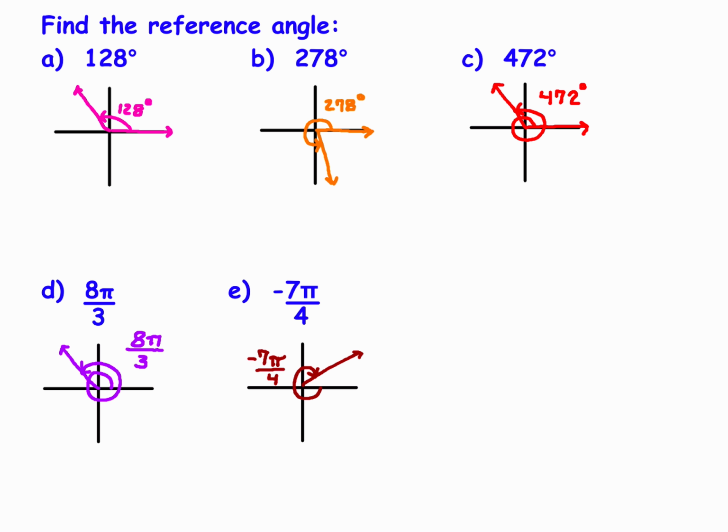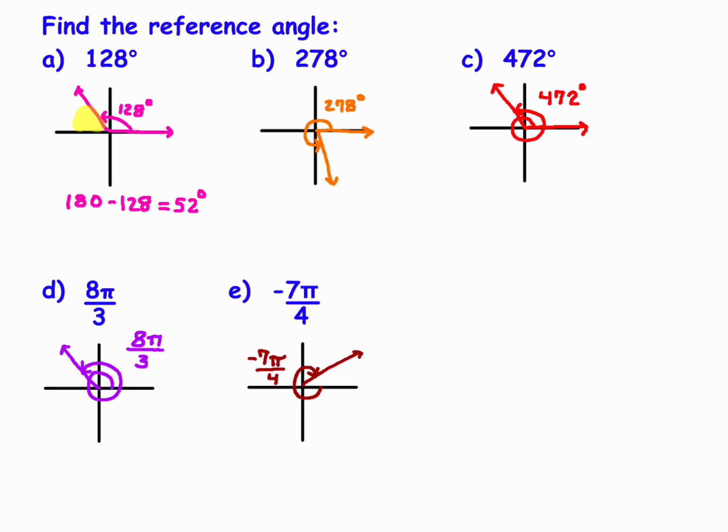Okay, now at this point, you should have sketched all of the angles, and these are my 5 angles. And then from each one, we're going to look and figure out what the reference angle is. So look at 128 degrees. That yellow piece right there is the reference angle. And its measure, in order to make 180 degrees, I have to have 52 degrees. So the reference angle is 52 degrees.